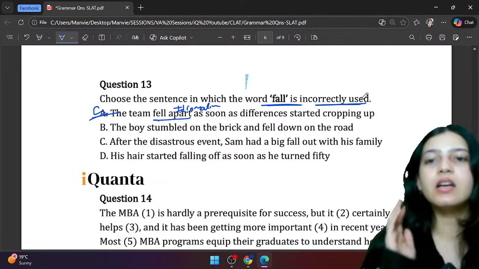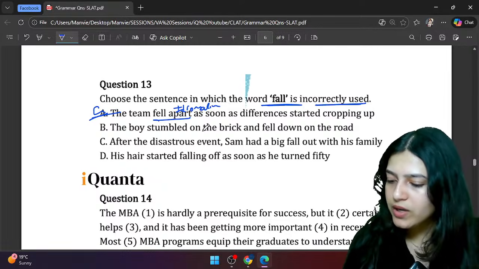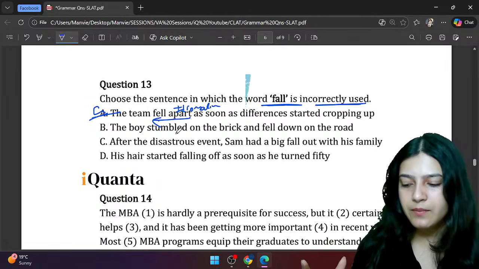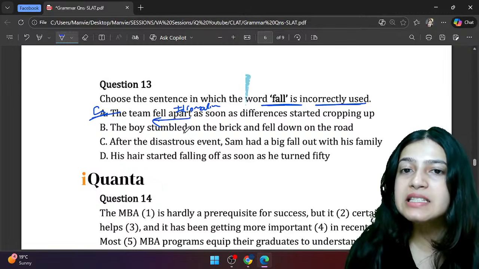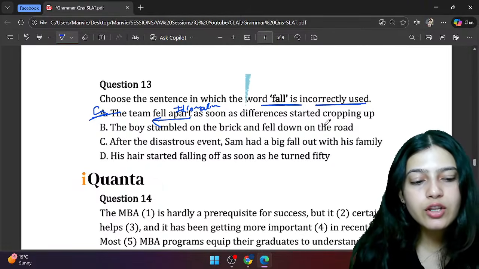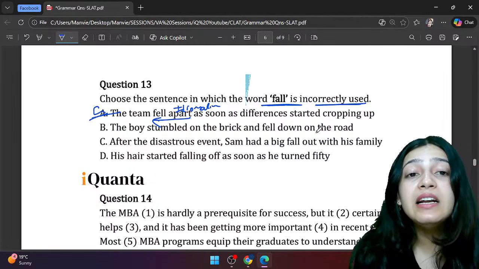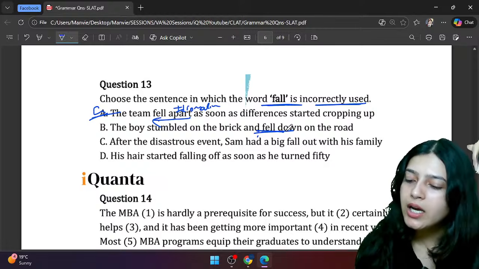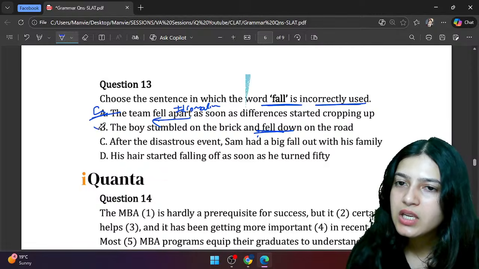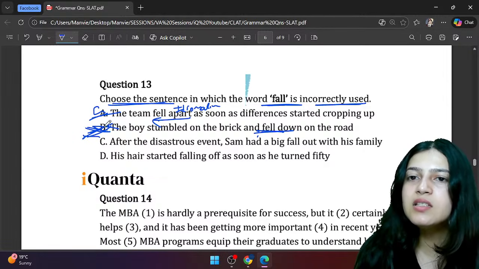Which has a mistake. The boy stumbled on, in the very first, second, third, fourth question I mentioned what stumbled upon is. Stumbled upon is when you discover something. So a boy stumbled upon the brick and fell down on the road. So it is either fell onto or fell on. Fell down, obviously, if something is falling then it will be down, it won't be up. So yes, this is redundant, so B is the correct answer and it is incorrect. So according to the question asked, B is the correct answer.